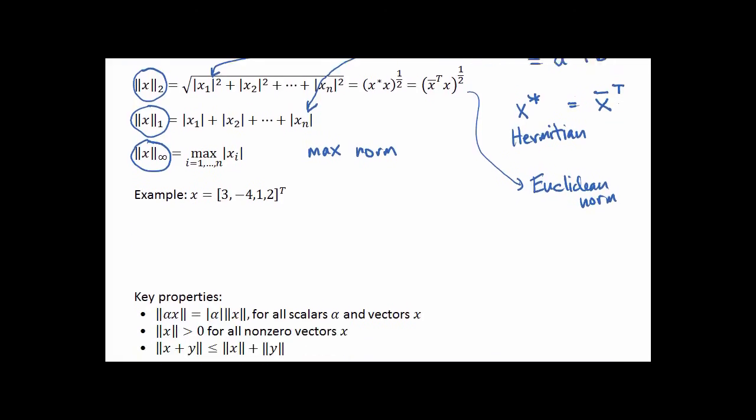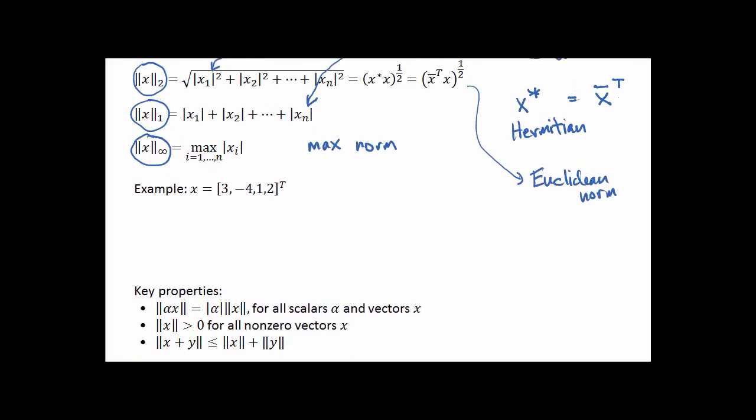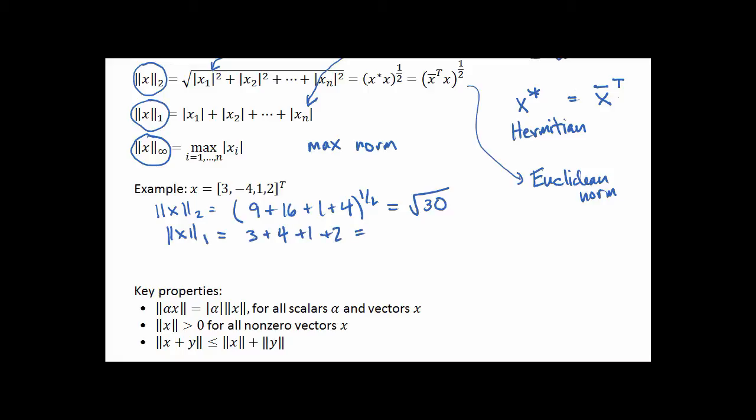So for example, here's a real case. If we have the vector x is 3, 4, 1, 2, then the 2 norm of x is the square root of 9 plus 16 plus 1 plus 4, which is the square root of 30. The 1 norm of this vector is 3 plus 4 plus 1 plus 2, so it's 10. And the infinity norm of this vector is just 4, the largest element in magnitude.